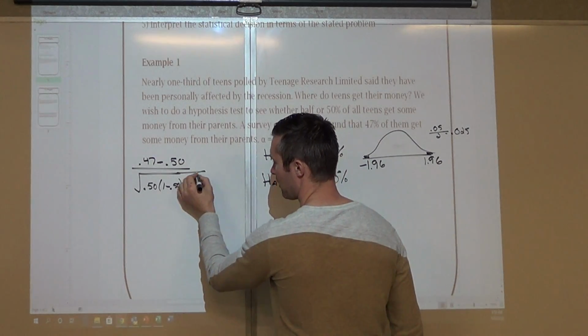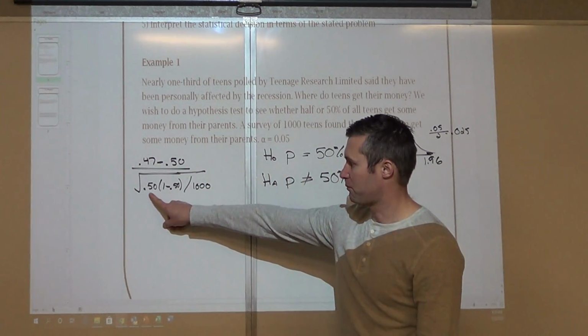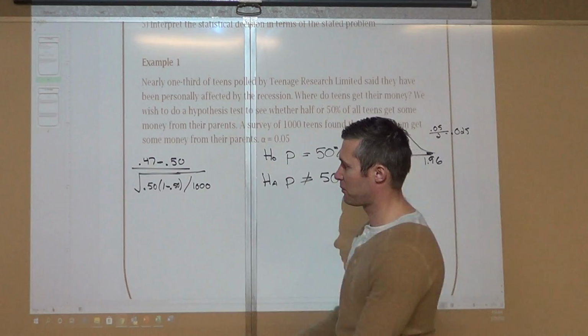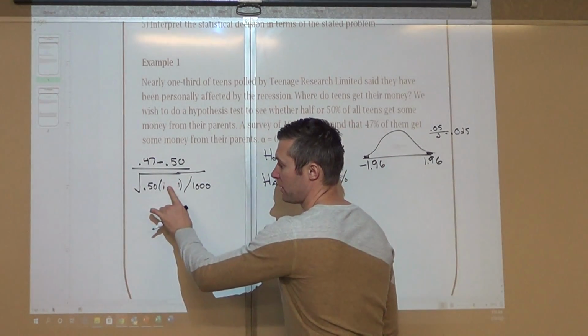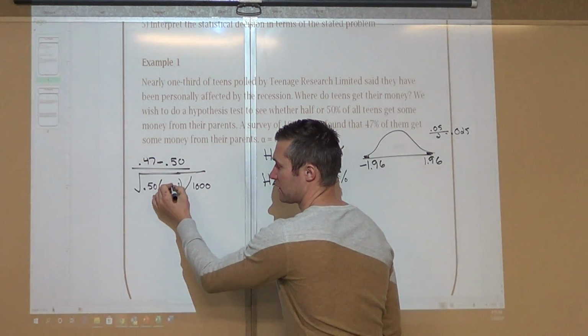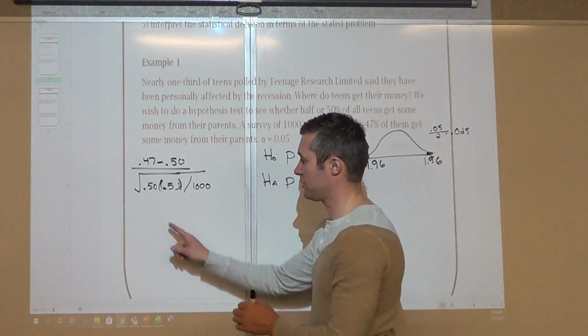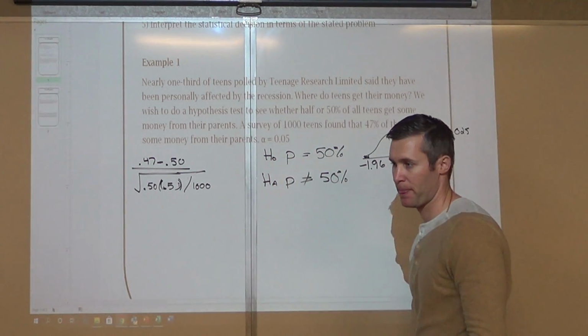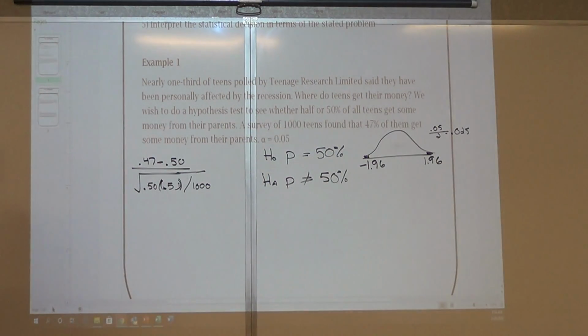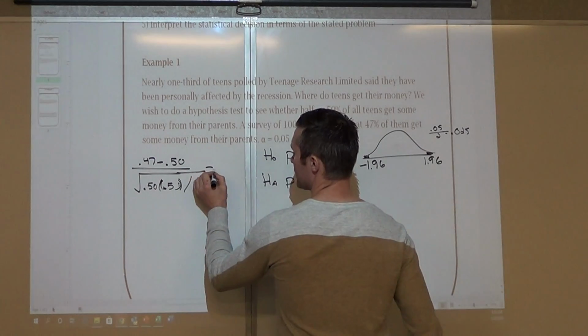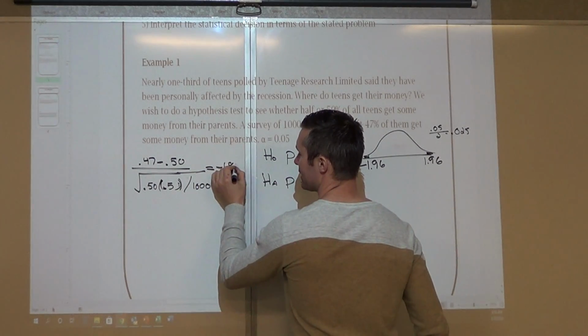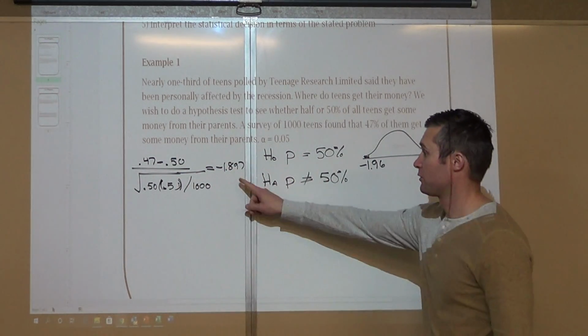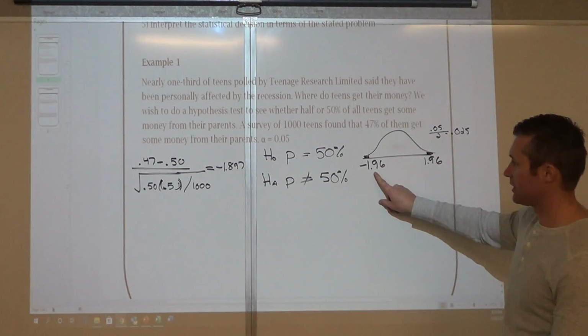Now, just to point out one thing, 0.5 and then 1 minus 0.5 is just going to equal 0.5 again. So just know that these two have to add to 1. So when we go ahead and calculate that, we're going to get negative 1.897.